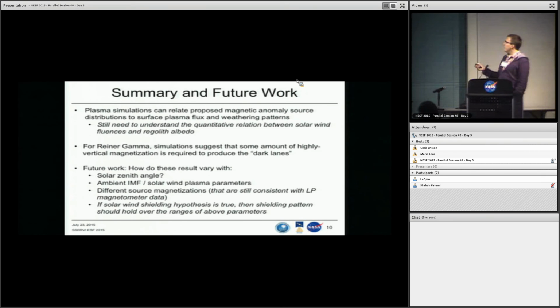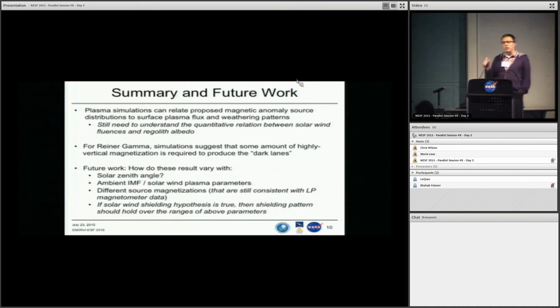I definitely think we still need to understand the quantitative relation between how much solar wind flux and how bright of a surface. Obviously, it's a very complex question. We can see from the observational spectra that it's not as simple as just less weathering. There are many additional processes being folded in there. I'm encouraged that we can get these very sharp dark lanes.